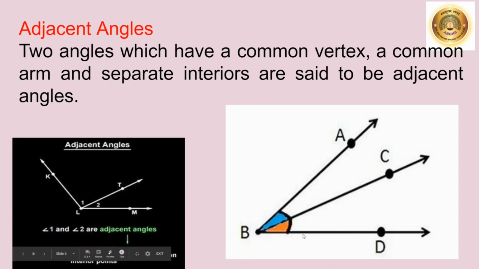Another example over here, you see angle 1 and angle 2 in this figure are adjacent angles. They have a common vertex and a common arm, but their interiors are different. So you call them adjacent angles.